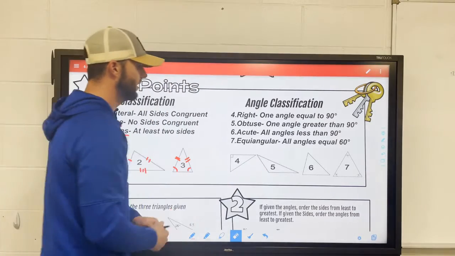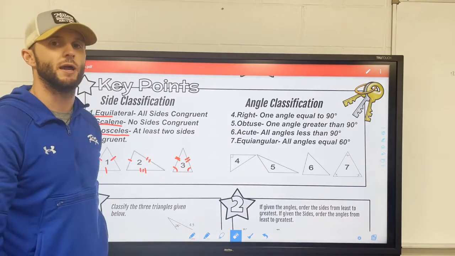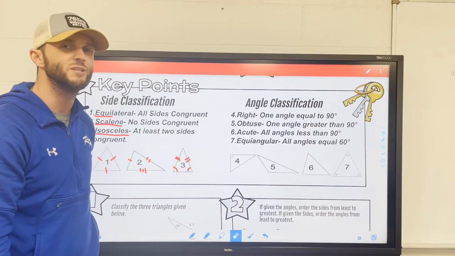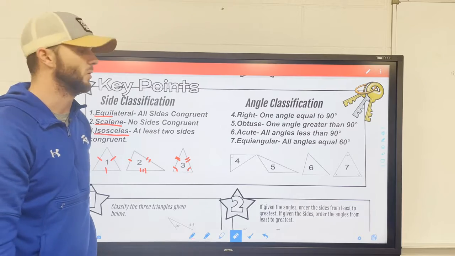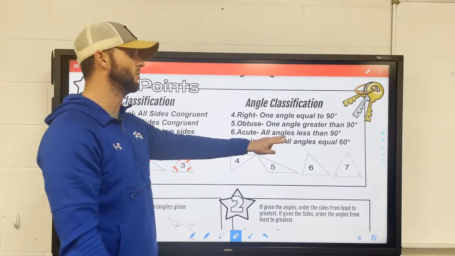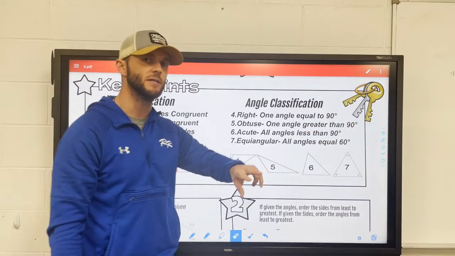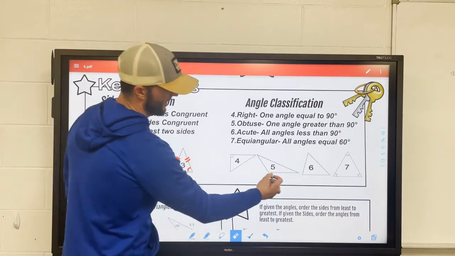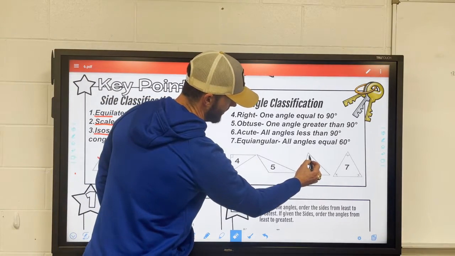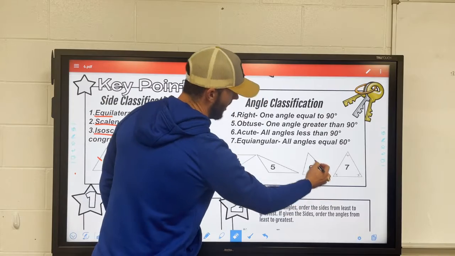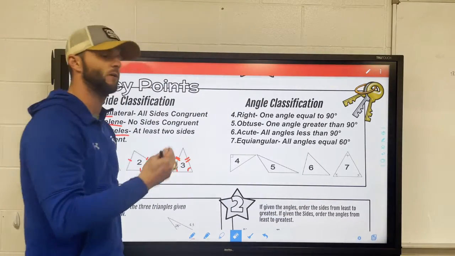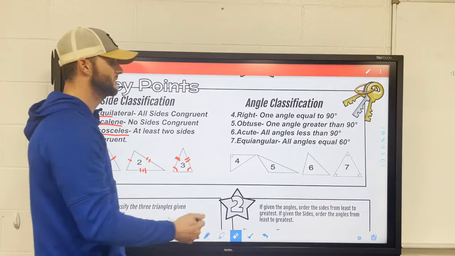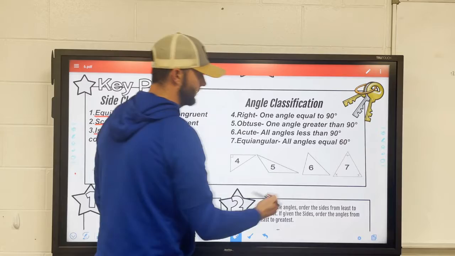On number 6 here, I have an acute triangle. So we have to remember, acute is less than 90. If all of my angles are less than 90 degrees, then this is going to be an acute triangle. So look at number 6. This angle right here, this angle right here, and this angle, all 3 of those angles look like they are less than 90 degrees, so this is going to be an acute triangle, okay?